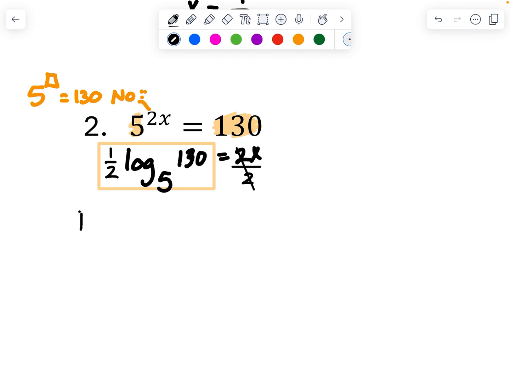So the exact solution is 1/2 log base 5 of 130. The approximate answer is what you get when you type that into your calculator.